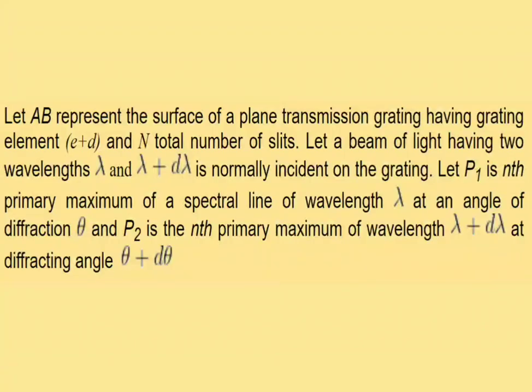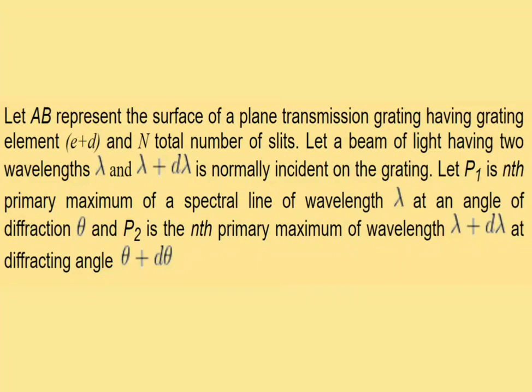AB represents the surface of a plane transmission grating having grating element e plus d. As we know, e is the width of the slit, and each slit in the grating has the same width, represented by the small letter e. d is the opaque space between each slit, which is also the same for each slit. So e plus d is named the grating element, and this grating has N number of slits.